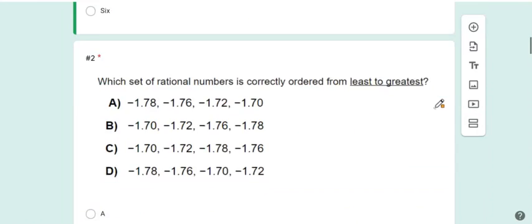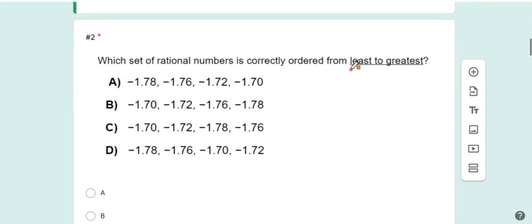Number 2, which set of rational numbers is correctly ordered from least to greatest? So with the smallest number listed first. As you can see, every number in the list is a negative number. So let's draw a vertical number line to help us figure this out. Okay, so I have negative 1.70. Let's put negative 1.7 or negative 1.70 right there. Okay, now if I keep going down, what number is below negative 1.70?